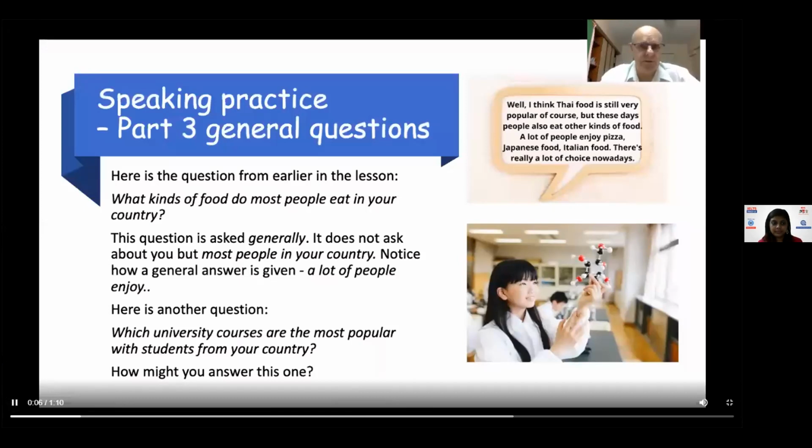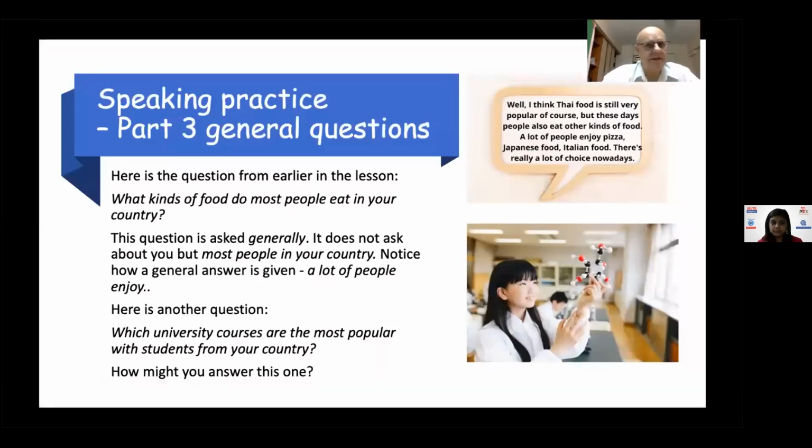Let's look at another question from the exercises in this lesson. Which university courses are the most popular with students from your country? Now, again, this is asked in a general way, so you need to think of 2 or maybe 3 types of subject that many students where you live would like to study once they go to university.